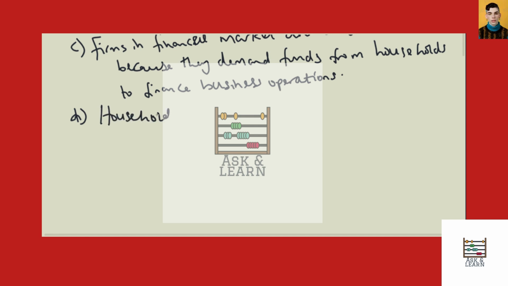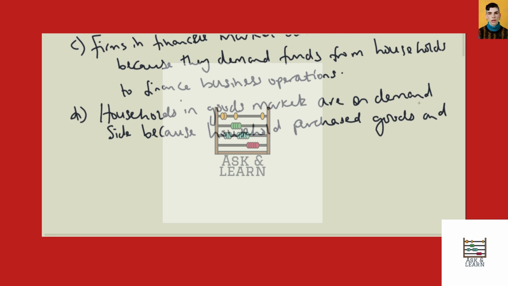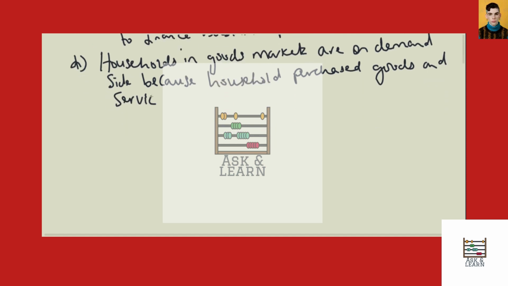So households in the goods market are on the demand side because the households purchase goods and services produced by firms to satisfy their needs.